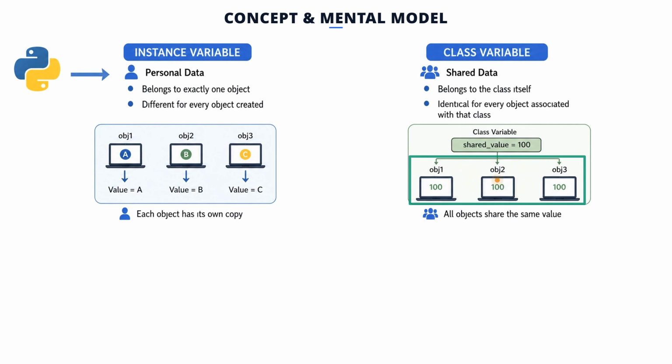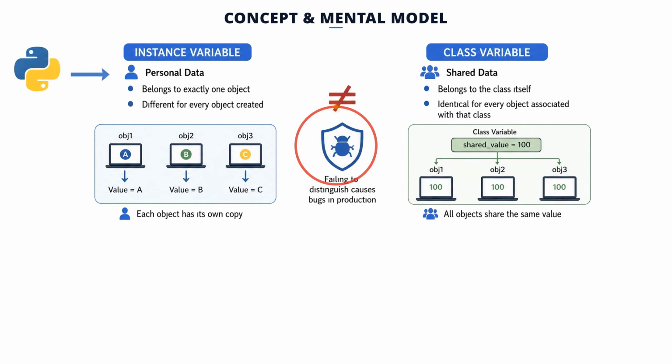It is incredibly important to keep these straight. As you can see right in the middle, failing to distinguish between the two is one of the most frequent causes of bugs that survive all the way into professional production environments.